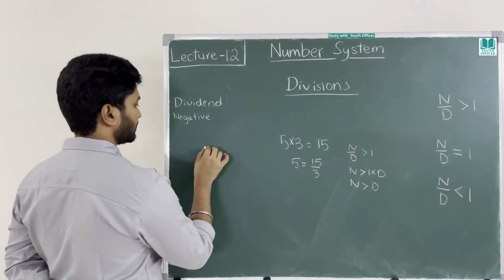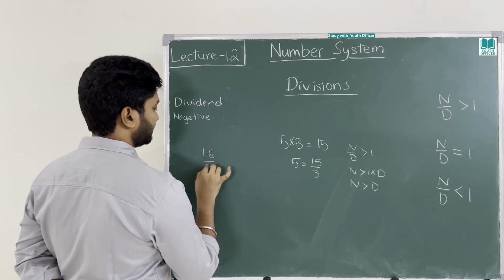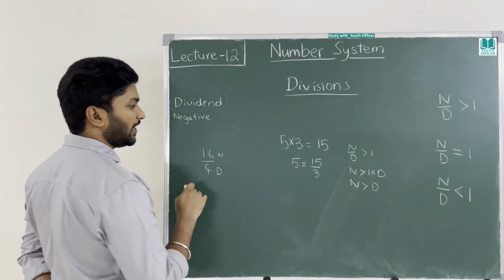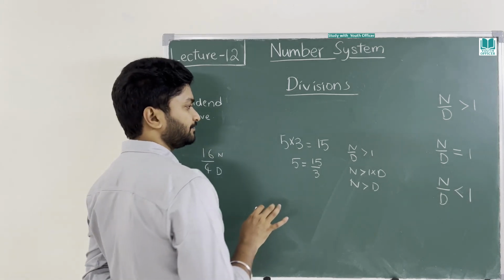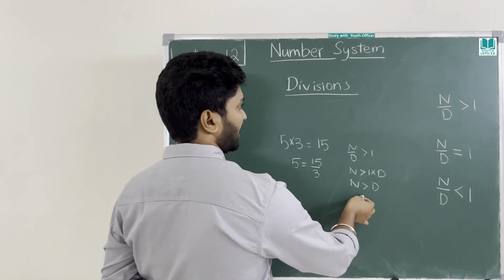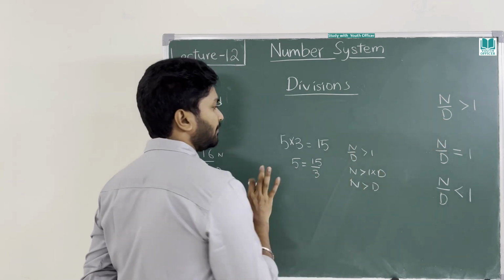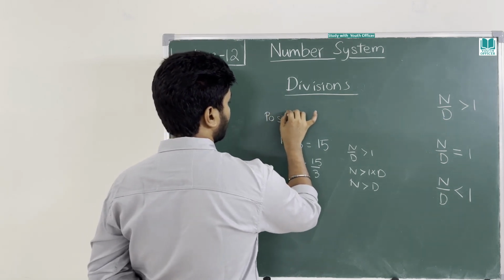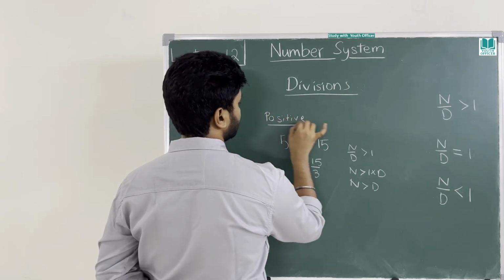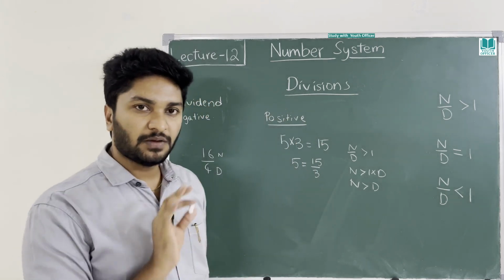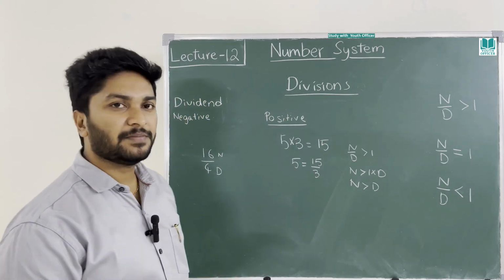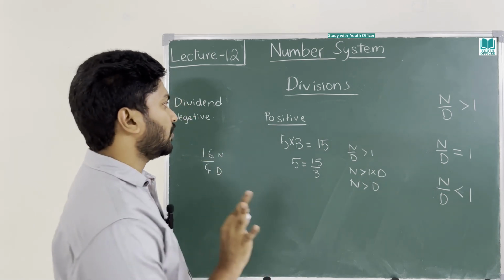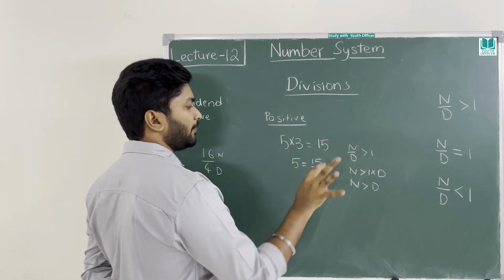Take any example, 16 by 4. Here the numerator is greater than the denominator, so it will have a value greater than 1. I am talking about only positive numbers. I am not going towards negative numbers. Once negative numbers come, values start becoming less than 0, and I am not going there. I am only talking about positive numbers.